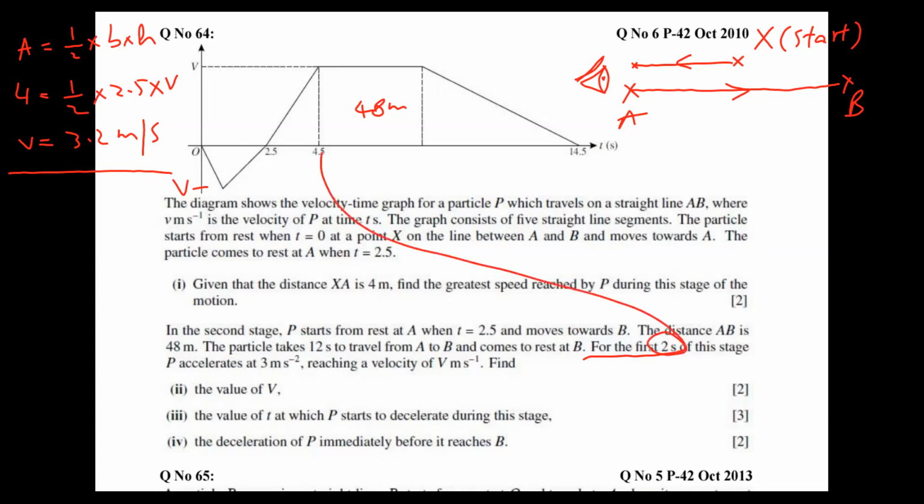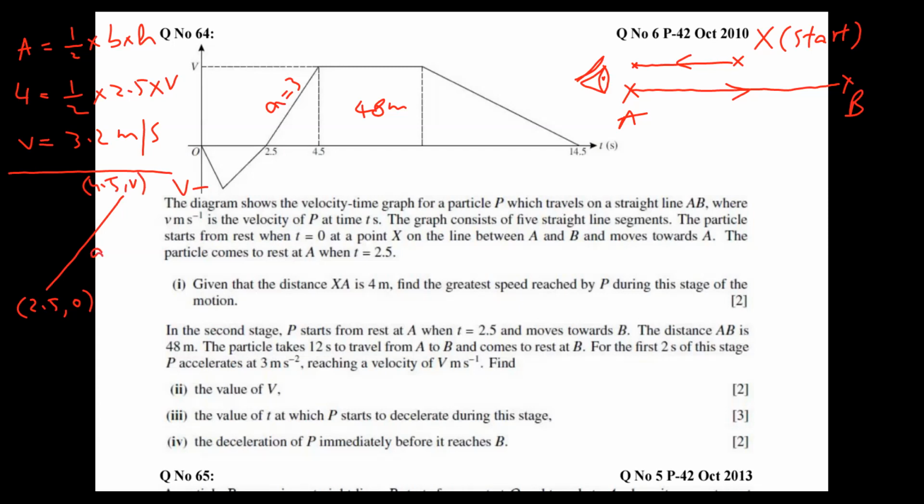For the first 2 seconds, at this stage, acceleration is 3. This is called acceleration, this is called constant speed, and this is called deceleration. So at this moment I got acceleration 3. I'm going to make this line here. At the lower point, x is 2.5 and velocity is 0. At this time x is 2.5, the y coordinate is 0. On the peak here, x is 4.5 and the y coordinate is v. So I'm writing the coordinate 4.5 comma v.